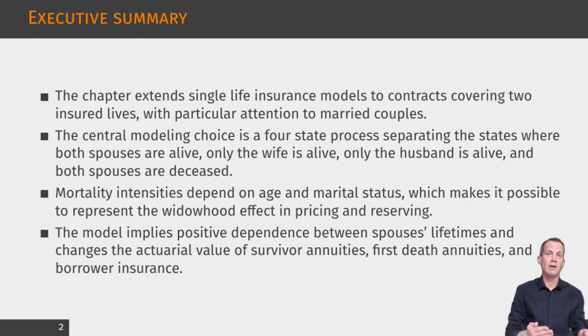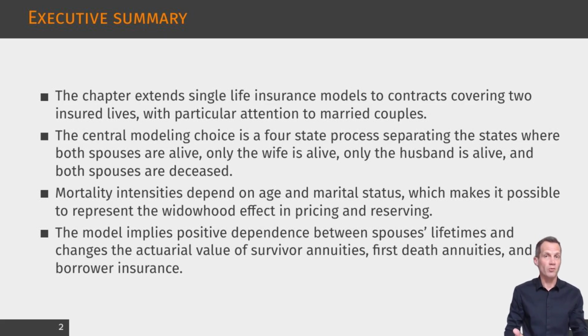After the first death, the process moves either to the state where the wife survives her husband, or to the state where the husband survives his wife. The final state is reached after the second death. This structure is essential for contracts that continue after the first death, such as survivor annuities. Mortality intensities are allowed to depend on age and marital status.